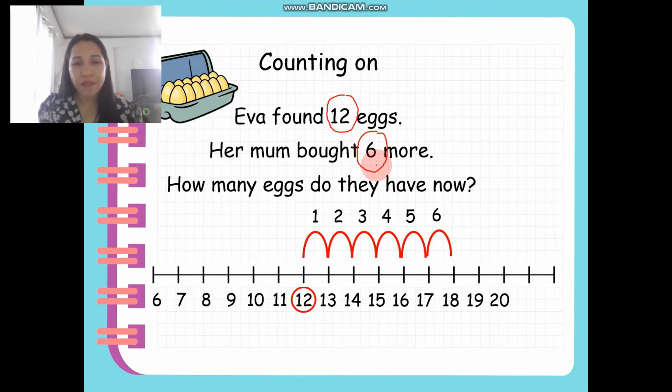Okay, so Eva found 12 eggs and then her mom bought her 6 more. So after 6 jumps, I've ended up in number 18. So therefore, 12 plus 6 is 18. Okay? Because I jumped 6 times and I ended up in number 18. So now, how many eggs do they have all together? So that's 12 plus 6 equals 18.